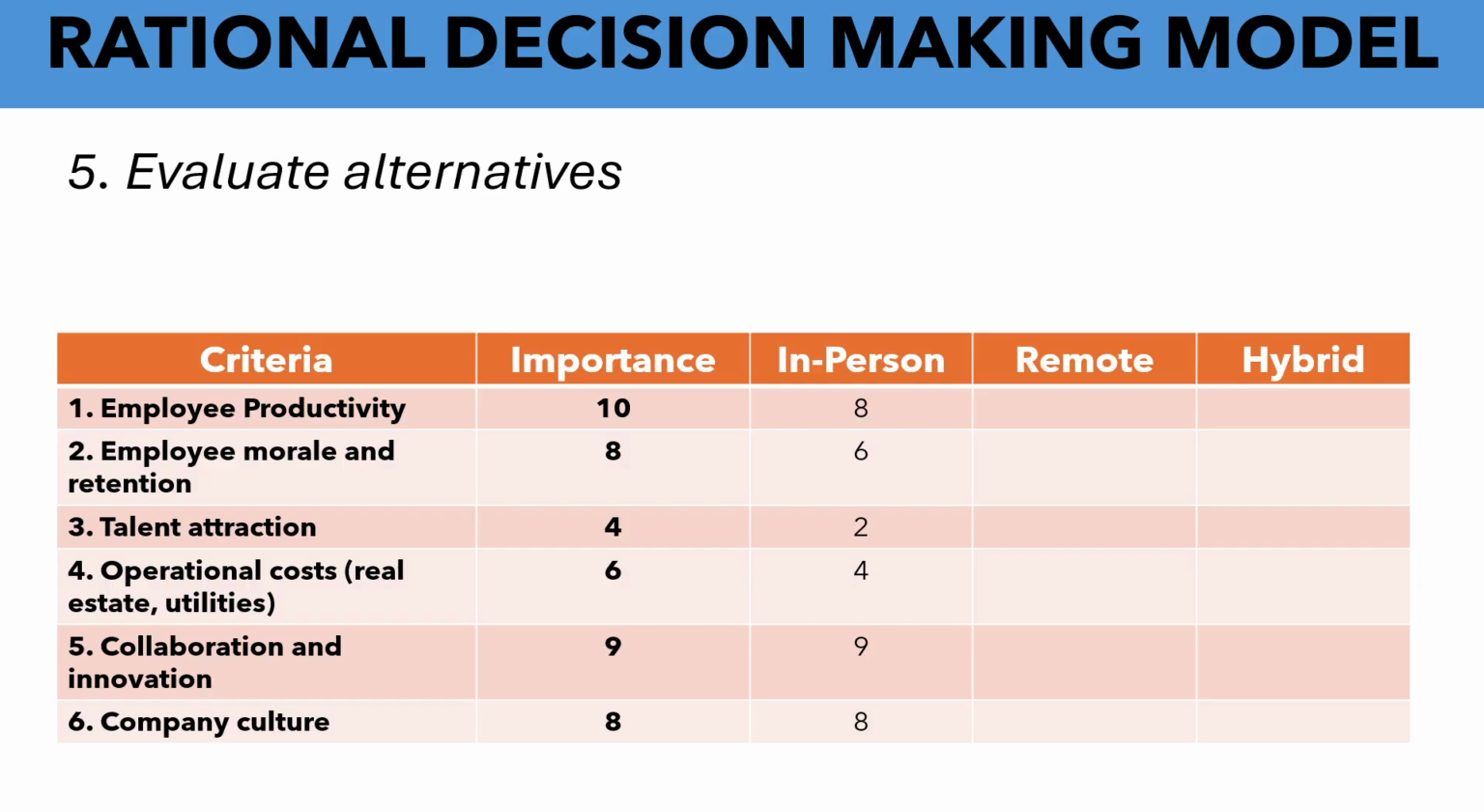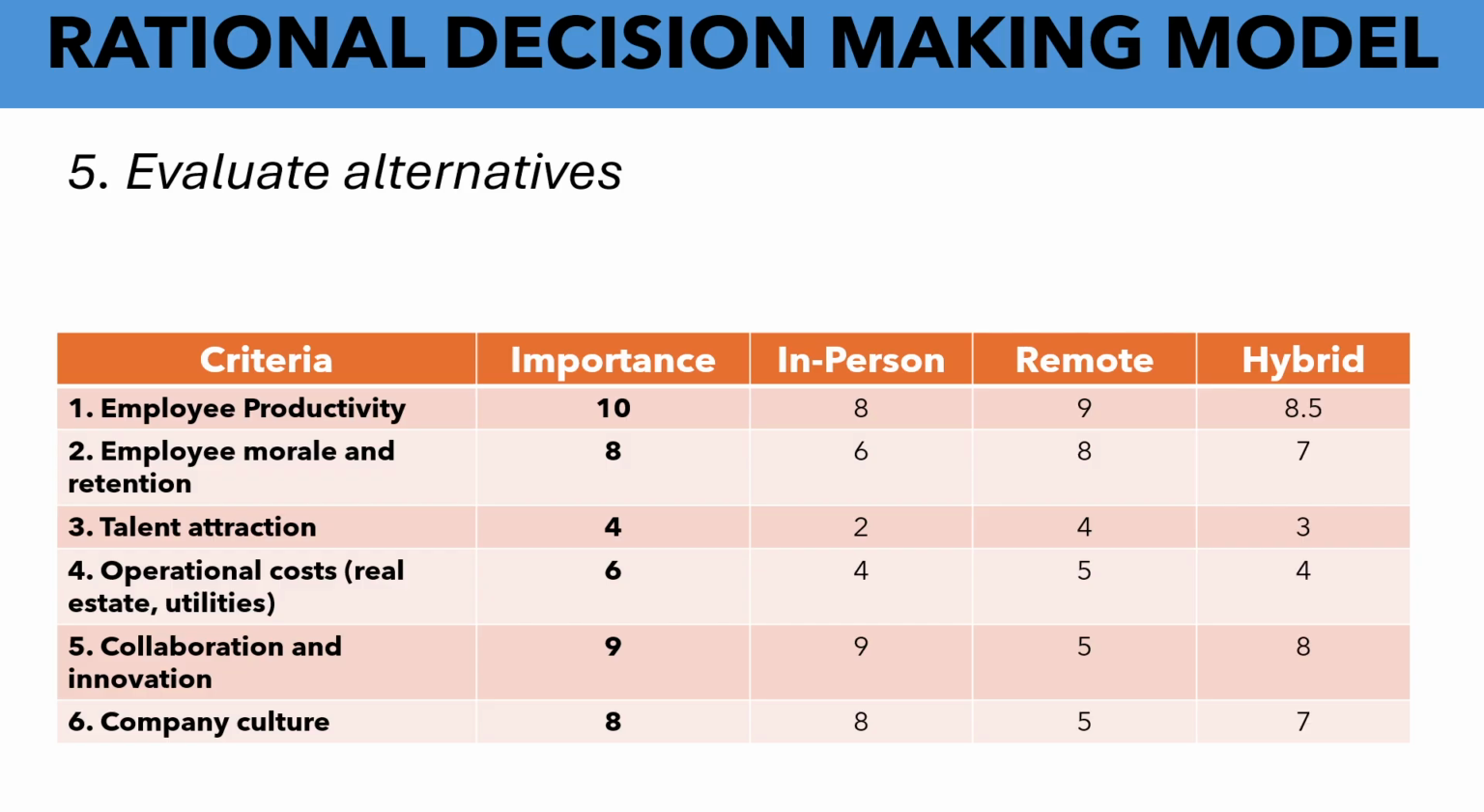Operational costs, we can save some money, but we're not doing it if we're in person, so we'll just say that's a 4 out of 6. Collaboration and innovation, though, it's great for that, 9 out of 9, and it's really great for company culture, 8 out of 8. And then you're going to do this for the other columns as well. You're going to consider remote work against all those criteria and assign scores. And you're going to assign scores for the hybrid column as well.